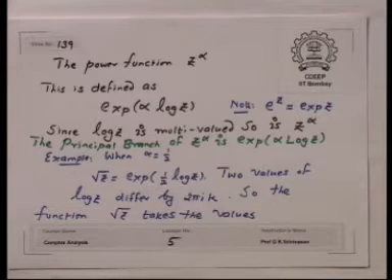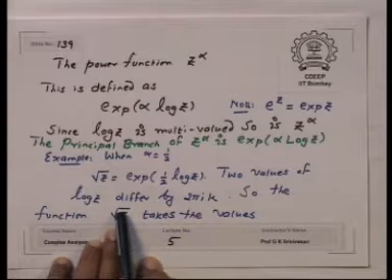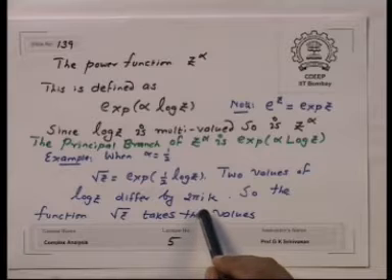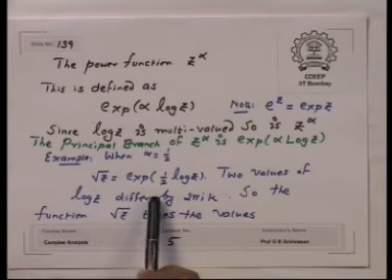Now, if I take two different values of log z, then they will differ additively by 2 pi i k. Correct? But what does the exponential function do? The exponential function converts the sum into a product. Exp of z1 plus z2 is exp z1 times exp z2. So the corresponding values of root z will differ multiplicatively by e to the power i pi k. The 2 cancels out, there is a half there, remember.